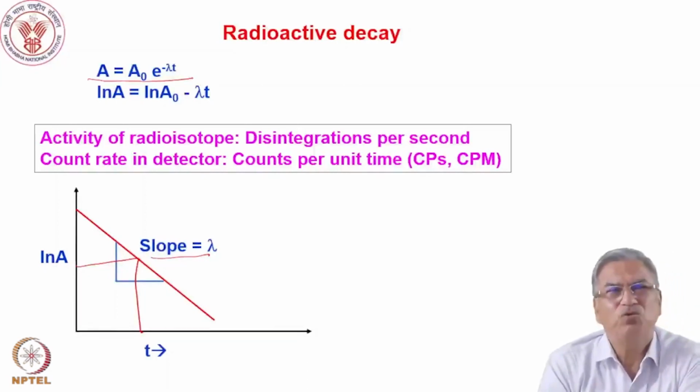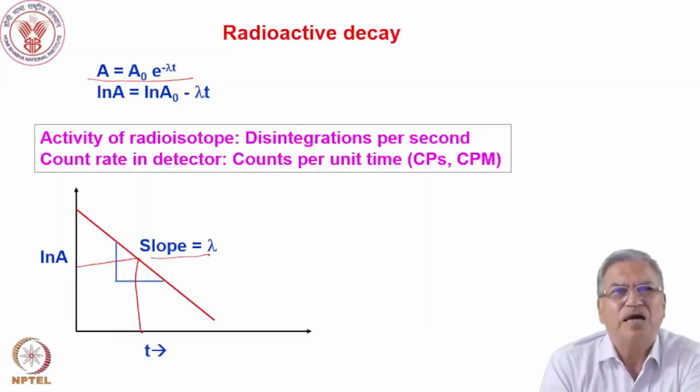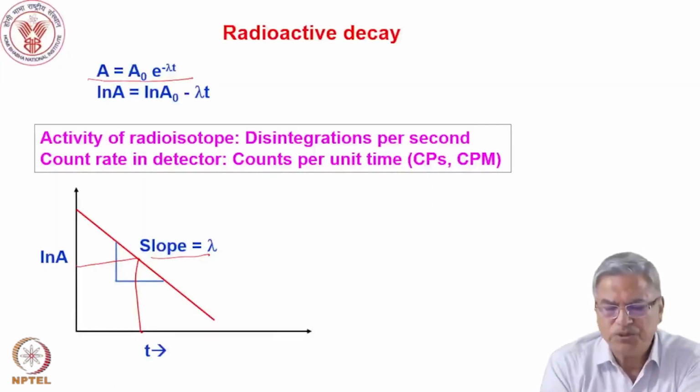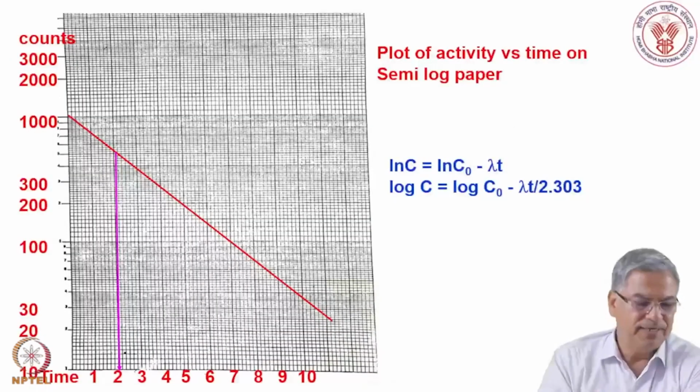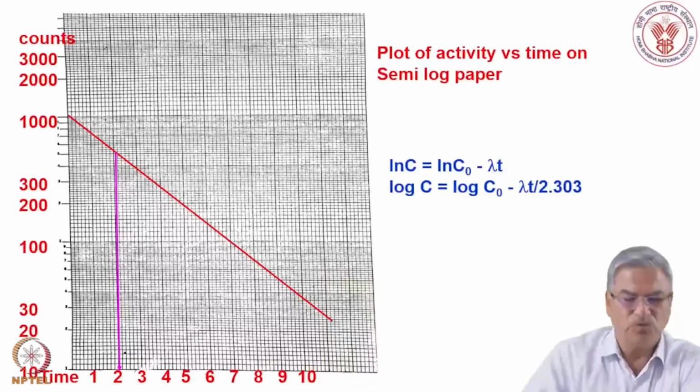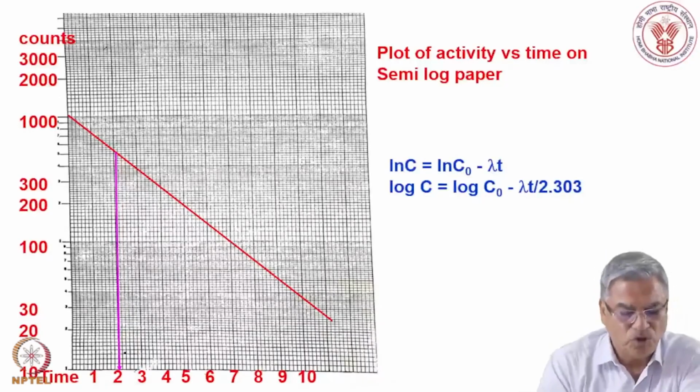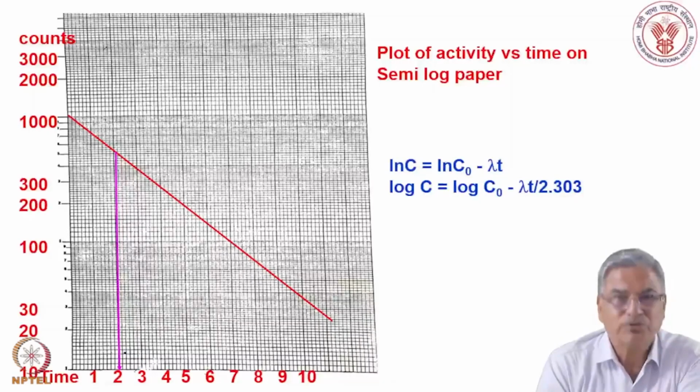When we plot activity, actually we will be plotting the count rate. The activity of a radioisotope is disintegrations per second, but when we have experimental data, we will have the count rate in the detector, which can be counts per second, counts per minute, and so on. I will discuss that now in more detail, and it will be very interesting if you understand how to follow this semi-log paper. What I have shown here is a semi-logarithmic paper.